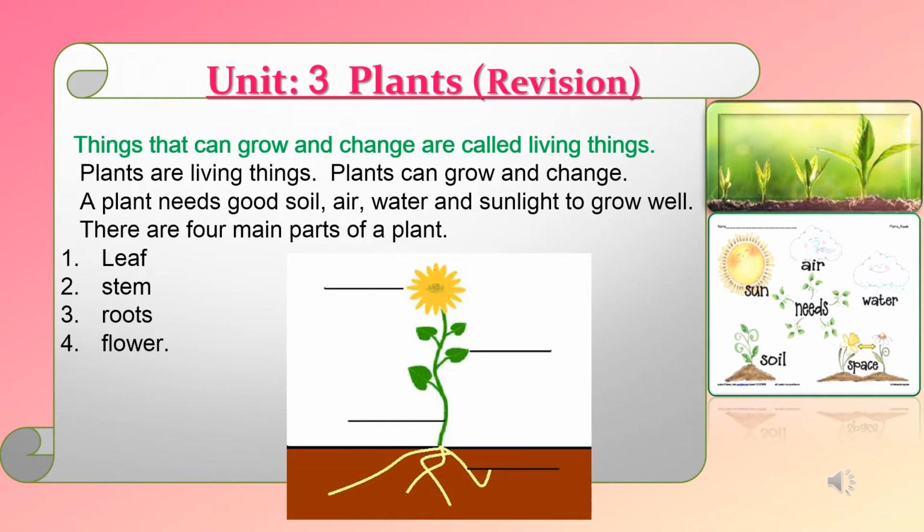A plant needs 4 things to grow very well. And what are these 4 things? Tell me, hurry up. Yes, good soil, air, water and sunlight. If we provide all these 4 things to a plant, only then a plant can grow very well. Yes, good. Now let's learn and revise about the 4 main parts of a plant.